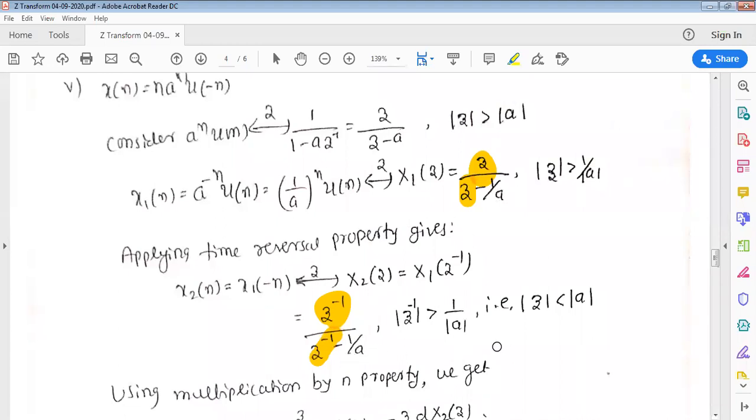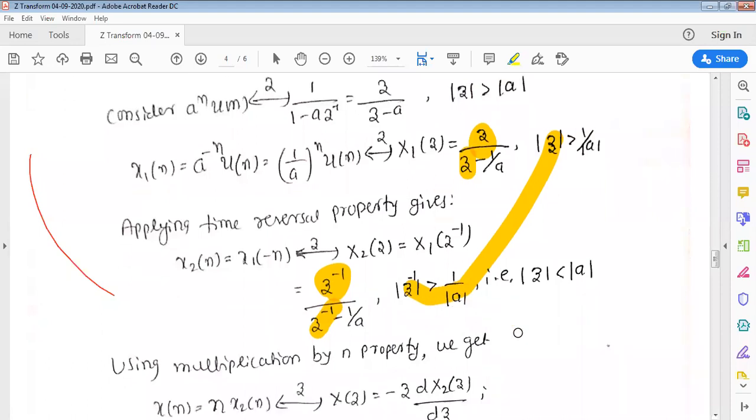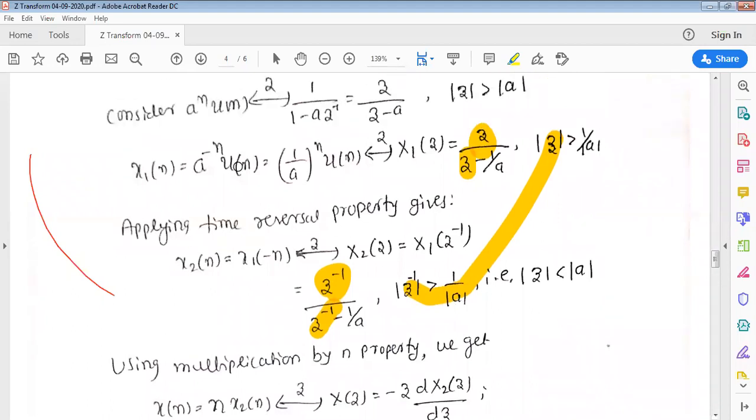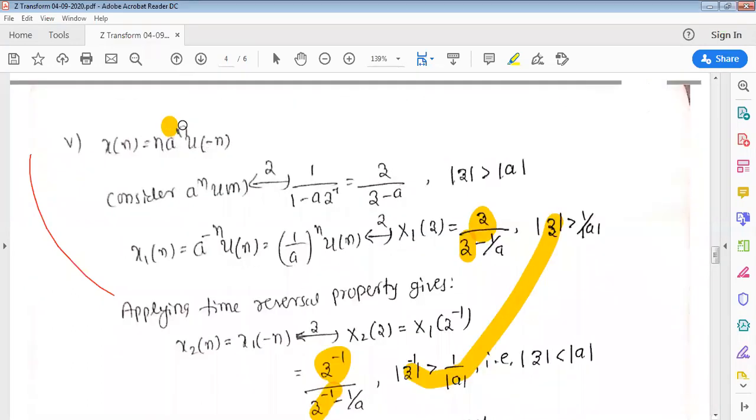What's your ROC? Instead of z I have z power minus 1, more than 1 by a. Here I have mod z more than 1 by a, replace z by z raised to minus 1. That gives me mod z raised to minus 1 more than 1 by a. That means 1 by mod z is more than 1 by mod a, that is, mod z is less than mod a. Now, once you have this one, you obtain the z transform of a^n u of minus n.